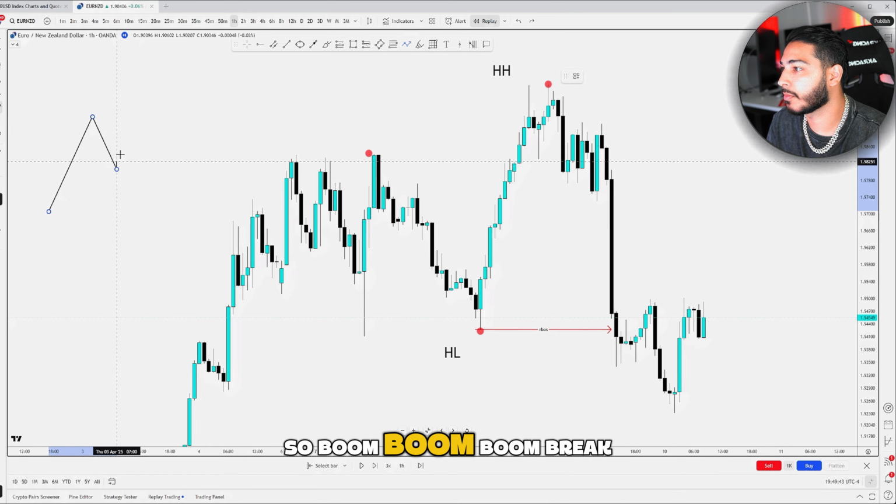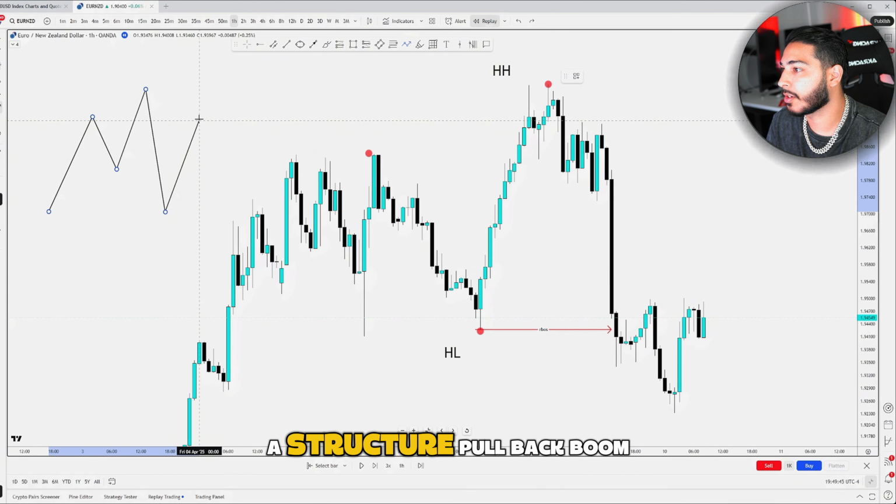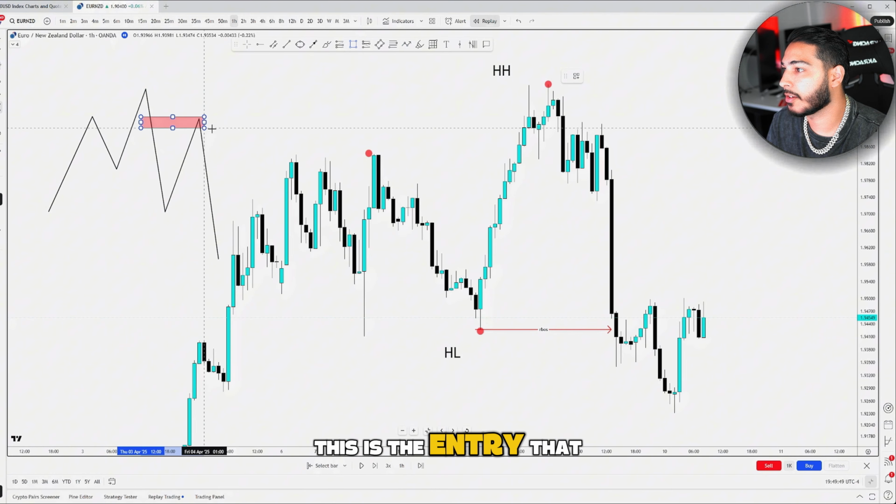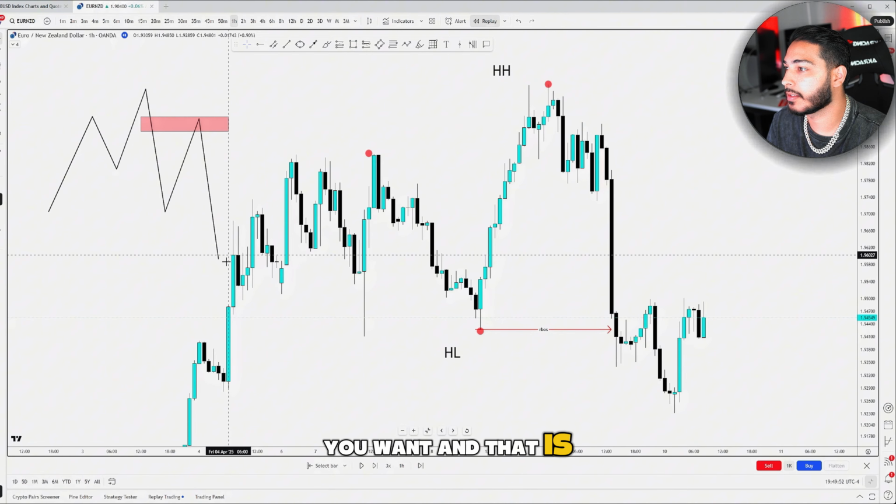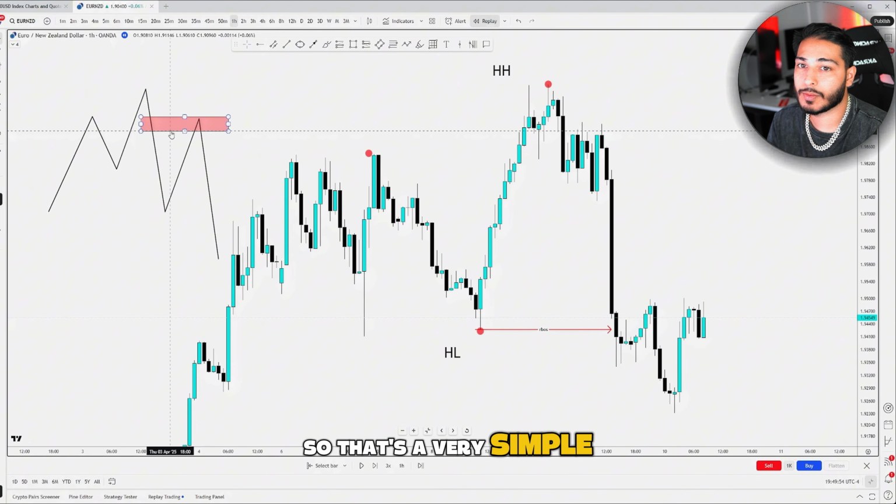All right, so boom, boom, boom. Break of structure, pull back, boom. This is the entry that you want, and that is the swing. So that's a very simple drawing of what it is.